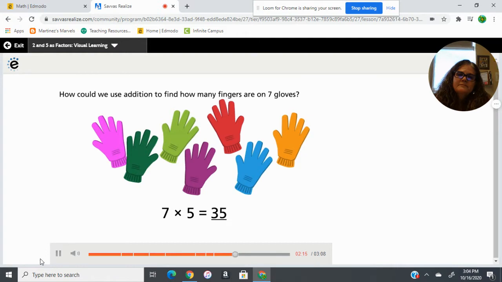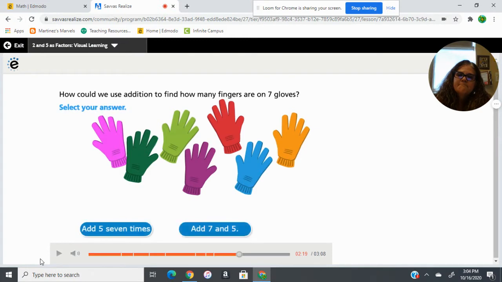How could we use addition to find how many fingers are on 7 gloves? Select your answer. Okay, how could we use addition to find how many fingers are on 7 gloves? Could we add 5 7 times? Or could we add 7 and 5?